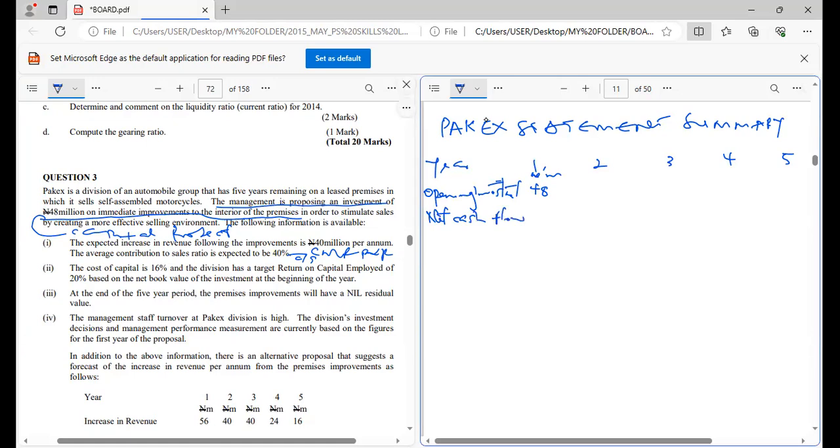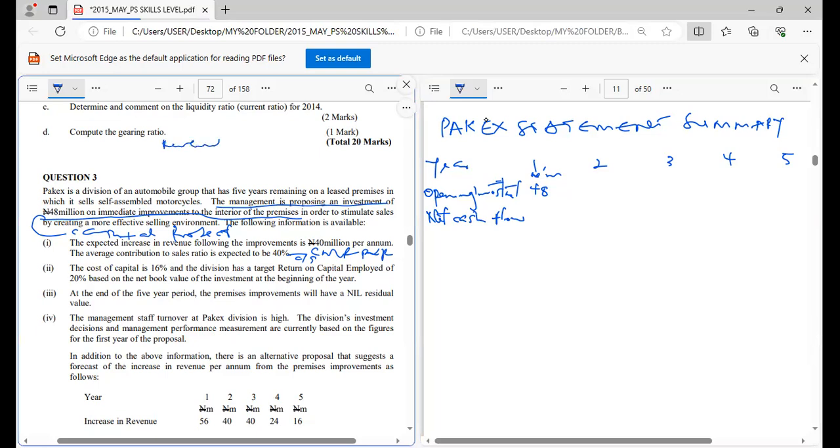Recall that they said it will result in an expected increase in revenue following the improvement of 40 million. So that means revenue will be 40 million once it is completed. And my contribution to sales ratio is 40%, which is 0.4. So 0.4 is equal to C all over 40 million, that is contribution over sales. What will my contribution give me? 16 million.